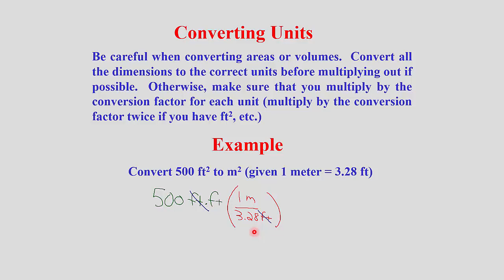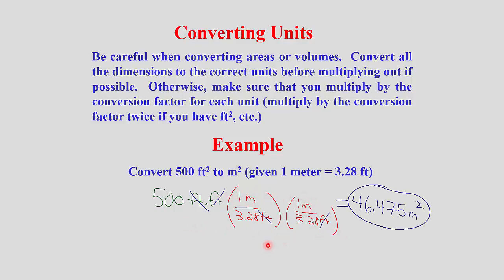And so to convert that other unit of feet to meters, I need to use the conversion factor a second time. So I multiply by 1 meter over 3.28 feet again. And so now the units of feet divide out. And so when I multiply this all out, the units that are left are meters times meters, which is square meters. And that's going to give me that 500 square feet is equivalent to 46.475 square meters.